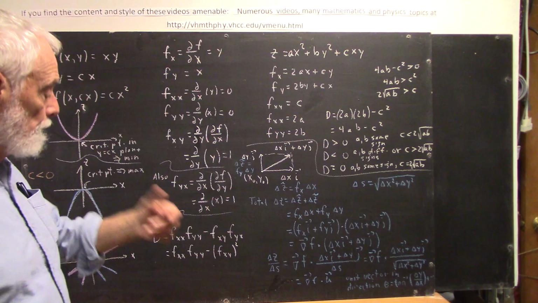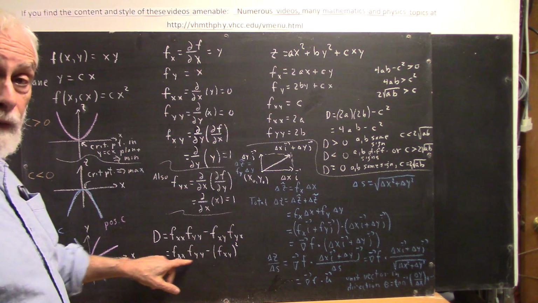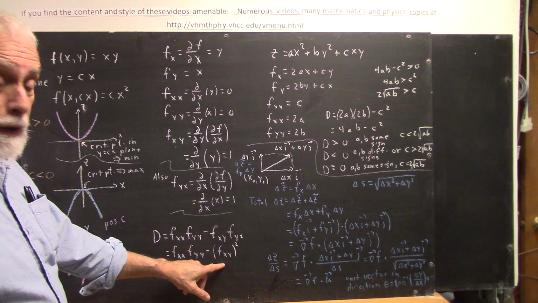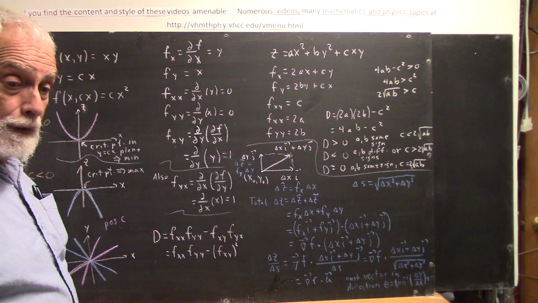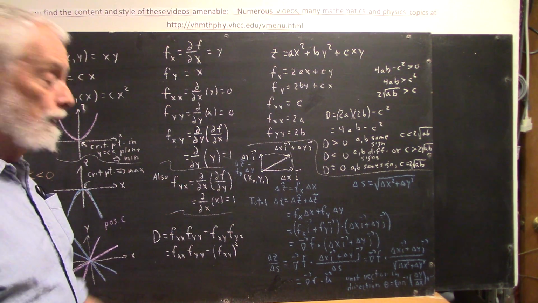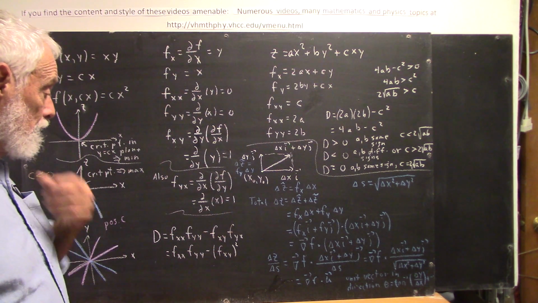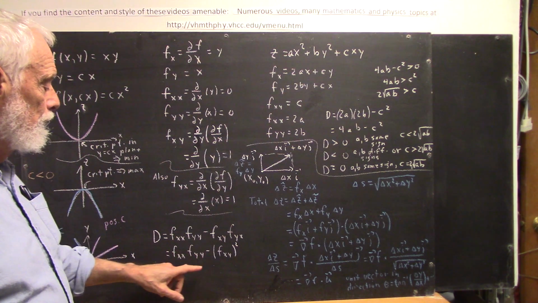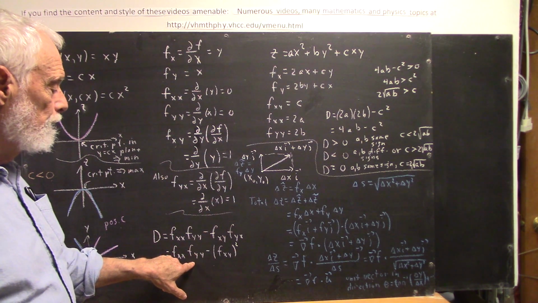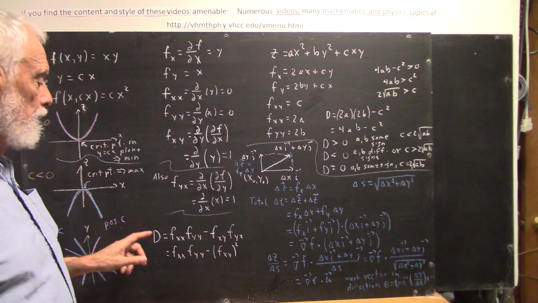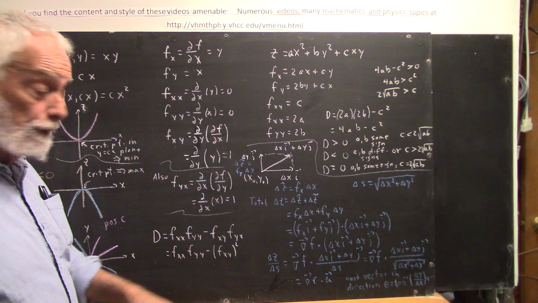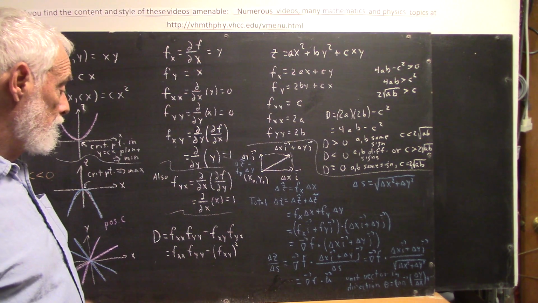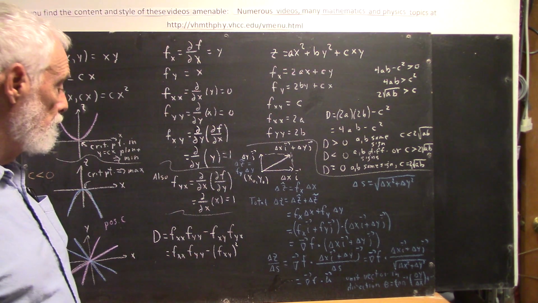Now there's another possibility, which is both of these have the same sign, but the square of the xy derivative is big enough to mess things up. So if the square of the xy derivative is big enough, this can overcome the positive of this. And the test is that if this thing is negative, you have a saddle point. If it's positive, you have either a max or a min. If it's zero, you don't know what you have.